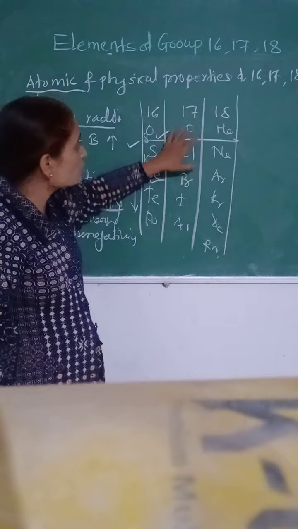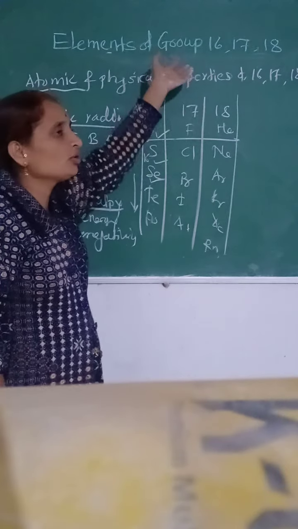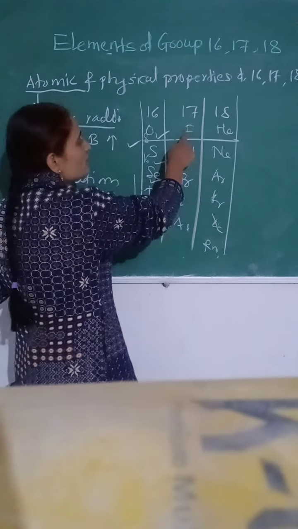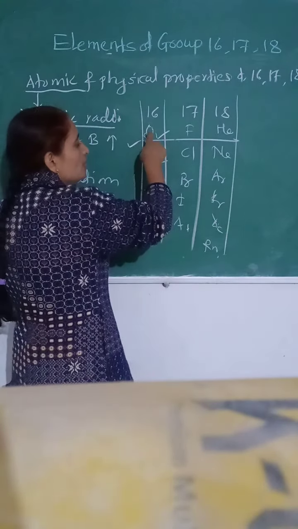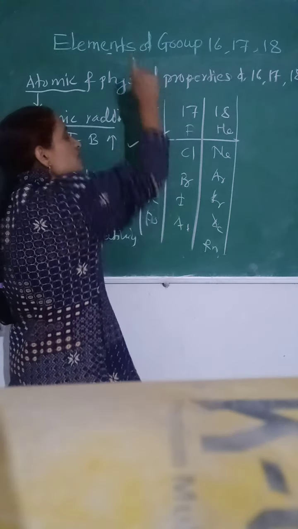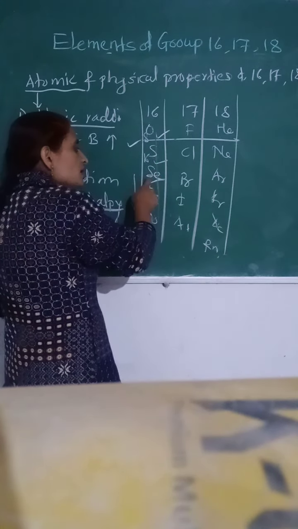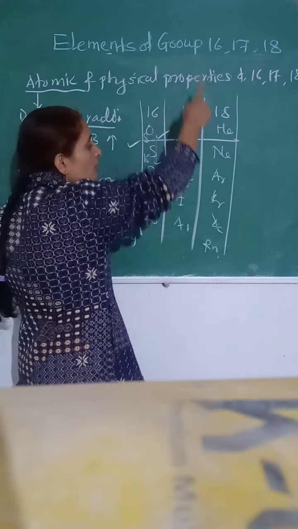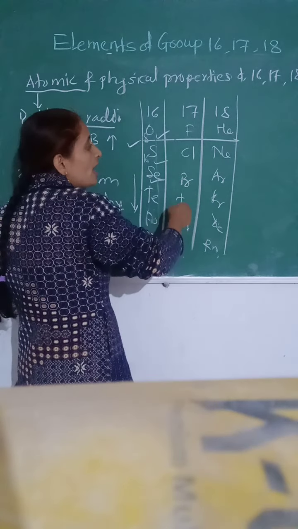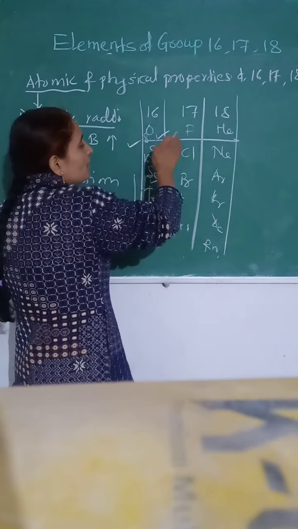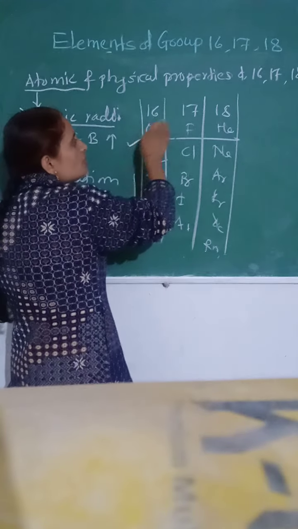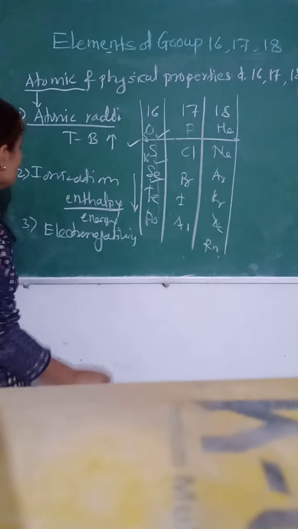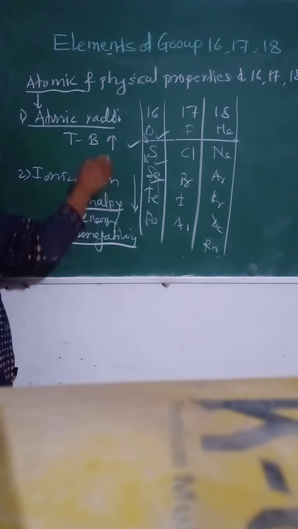then oxygen and fluorine: fluorine is more electronegative than oxygen, means left to right it will increase. Fluorine is more electronegative than oxygen, but in group number 16 we have to compare: oxygen is more electronegative than sulfur, selenium, then tellurium. In group number 17, fluorine is more electronegative than chlorine, then bromine, then iodine. But left to right, fluorine is more electronegative than oxygen, means group number 17 is more electronegative than group number 16. We have to compare electronegativity across group numbers 16, 17 and 18.